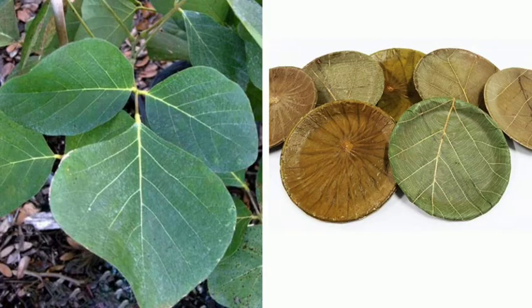Now coming to the second leaf, it is called the palus or the flame of the forest. The flame of the forest is a huge and tall tree seen in jungles. Its dried leaves are used to make eating plates, also known as patraolis. The young leaves of palus are used as fodder for the cattle.